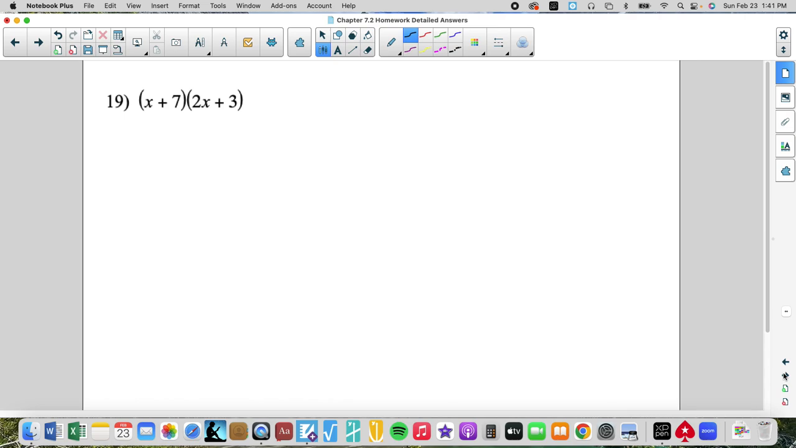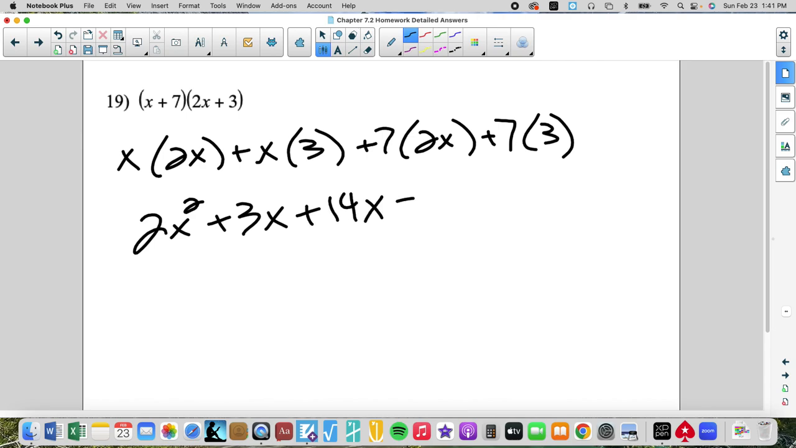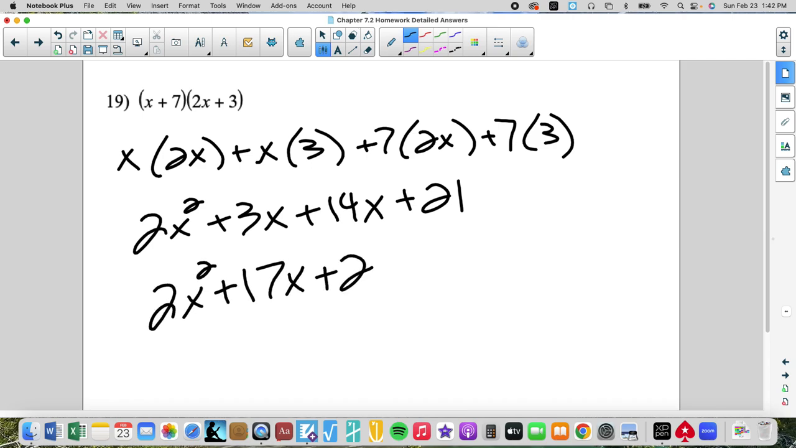That looks good. 19, you have x times 2x plus x times 3 plus 7 times 2x plus 7 times 3. x times 2x is 2x squared. x times 3 is 3x. 7 times 2x is 14x. 7 times 3 is 21. 2x squared plus 17x plus 21. I think that's good. Let's check it. Something feels funny here. No, that looks good. I did not mess up.